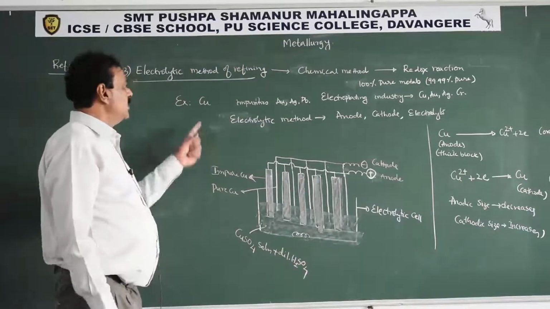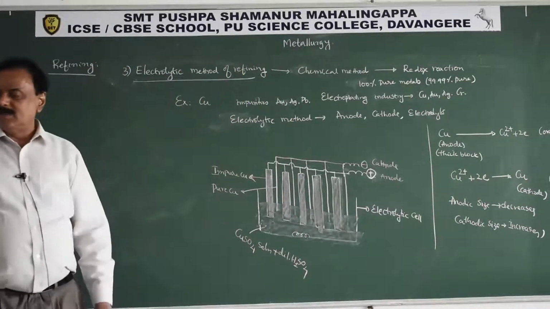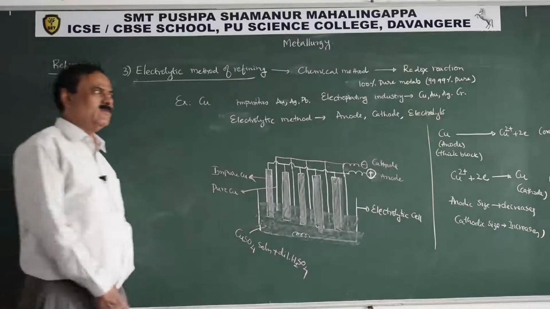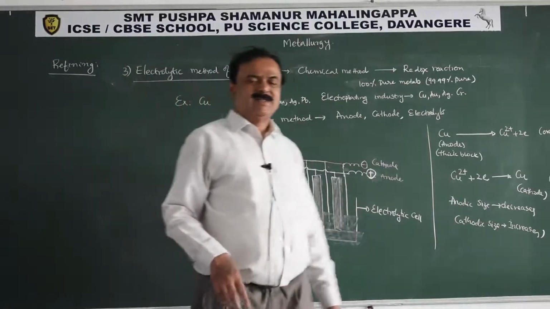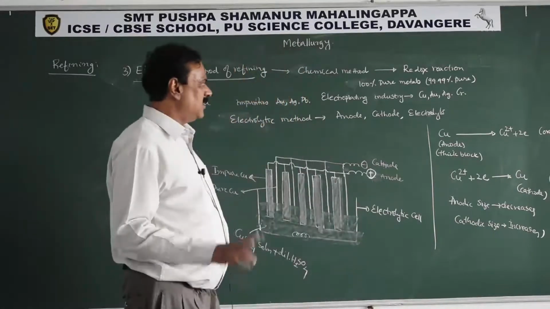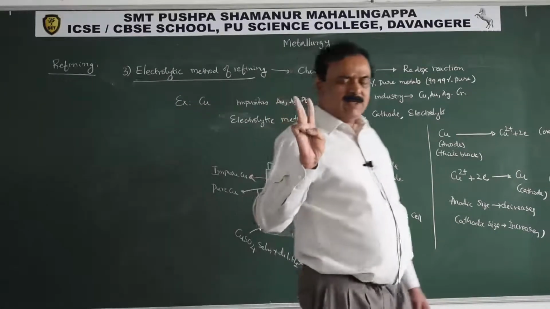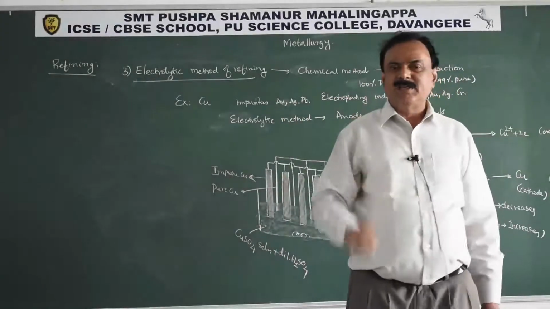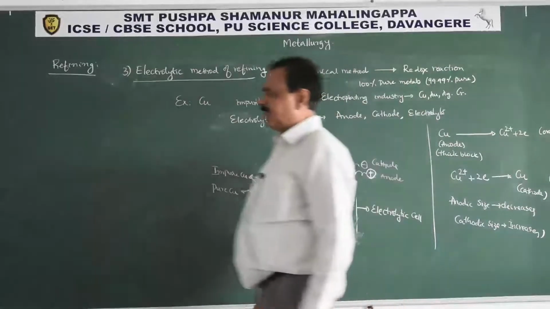This is about the purification of metal by means of the electrolytic method of refining. Is it clear? Yes. Now we have completed the three important procedures: liquation procedure, fractional distillation procedure, and electrolytic refining procedure.